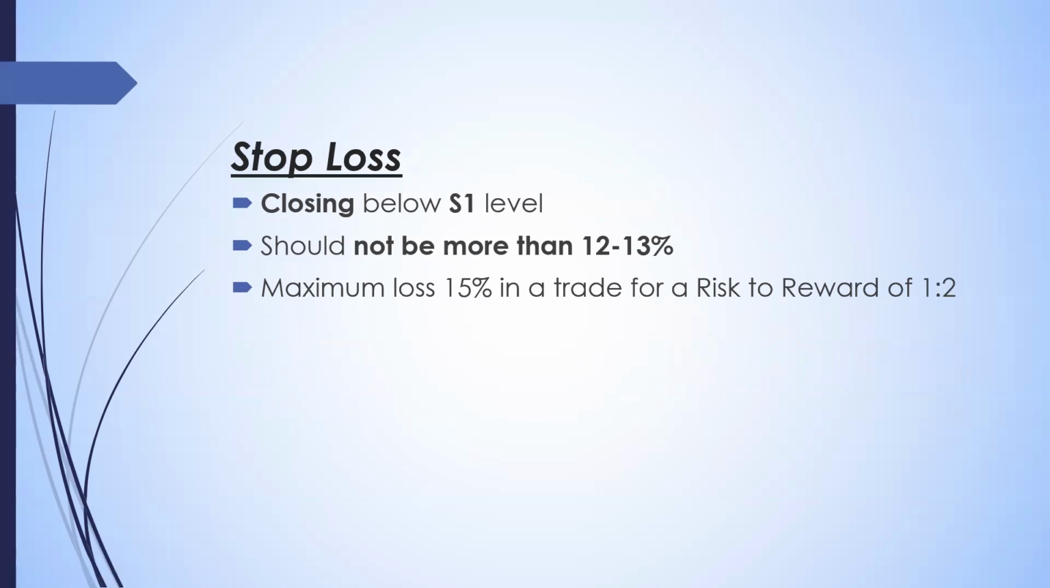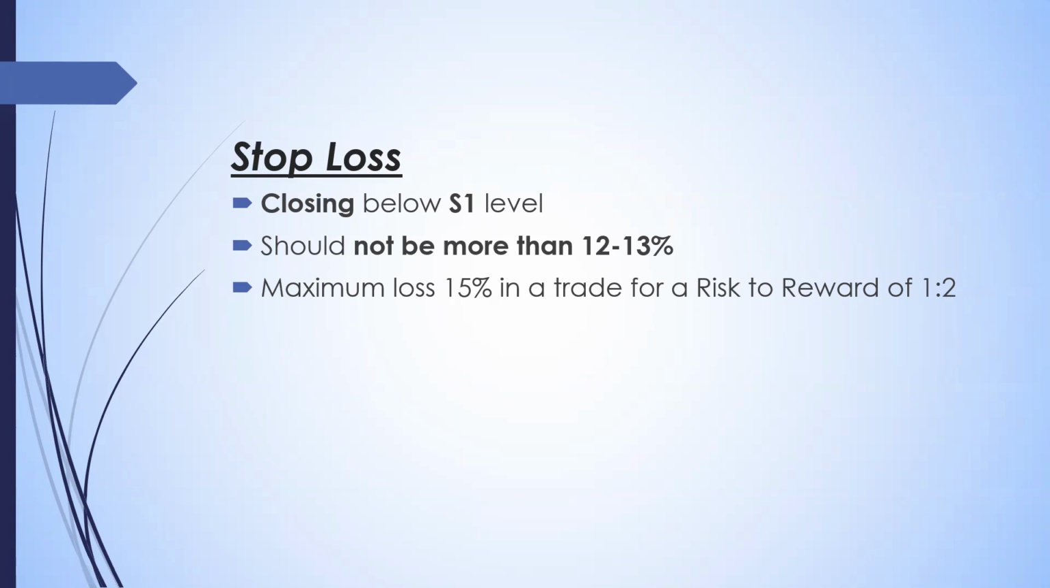Then the next thing is what will be our stop loss. The stop loss should be below the S1 level of pivots. Like if the closing goes below the S1 level of pivot, then we'll exit the stock. And this S1 level should not be more than 12 to 13%. That's the threshold I have kept.